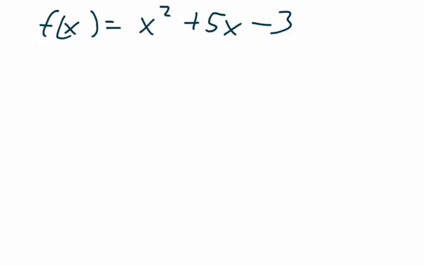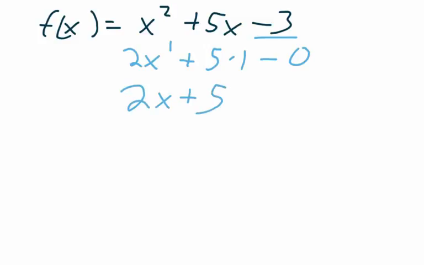If we had adding and subtracting, we can still do the rule for each term. So for the first one, we bring down the 2, x, the 2 becomes a 1, plus 5 times 1, and it becomes a 0. The derivative of any constant is 0. And so the derivative for this problem would have simply been 2x plus 5.